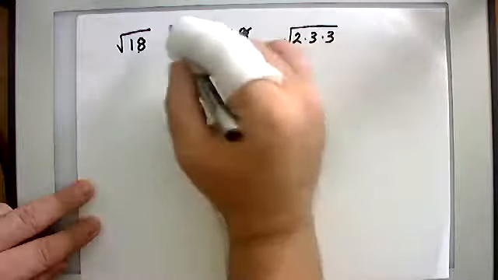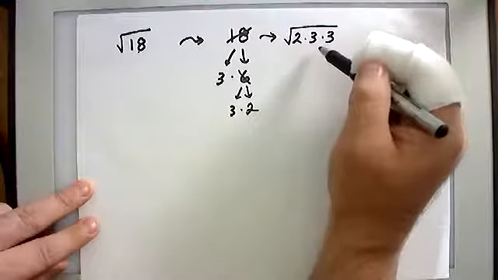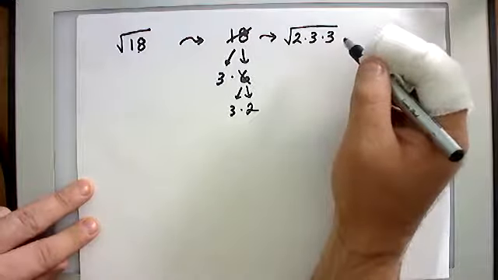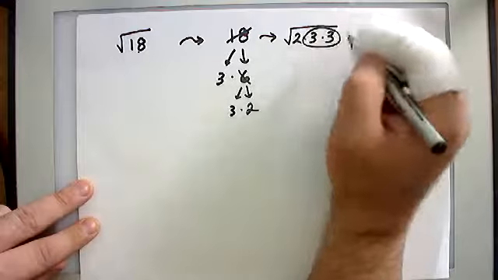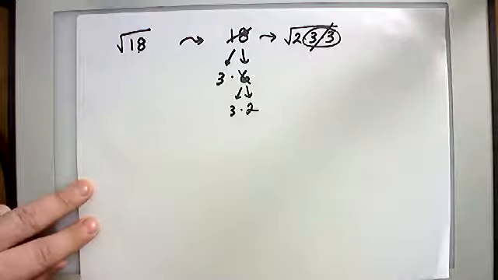And remember, it is still the root of 18. All we've done is taken the root of 18 and rewritten it in prime factorization. The root is still there. Then we go through and look for pairs. Here's a pair of 3s. Every pair comes out as a single number, and that's the key.